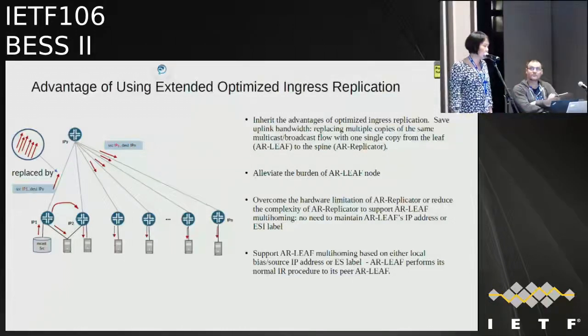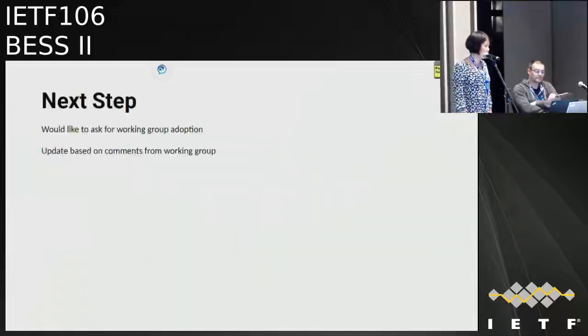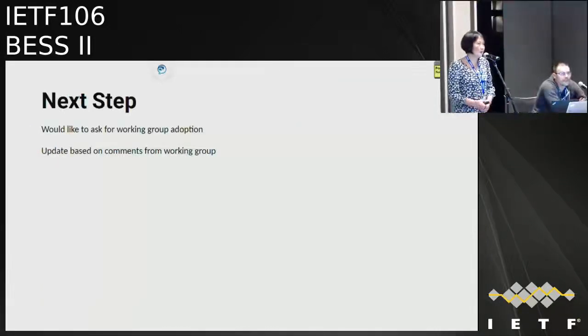So the extended AR leaf uses the regular, standard procedure to replicate the traffic to its peer multi-homing PEs. The rest still goes from the leaf to the spine to do the replication. So that's just a quick summary, and we would like to seek working group adoption. If there are any comments, we will address them. So, okay, who has read the document?